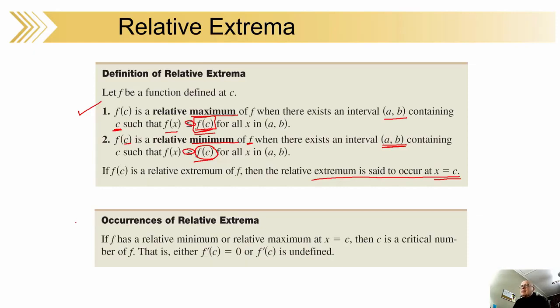So let's get started on how we can find that. I hope I've emphasized those. It has a relative maximum or minimum at x equals c. That's the critical number. And at that point, one of two things is happening: either the derivative is 0 for that c, or the derivative is undefined at that c. Keep that in mind.